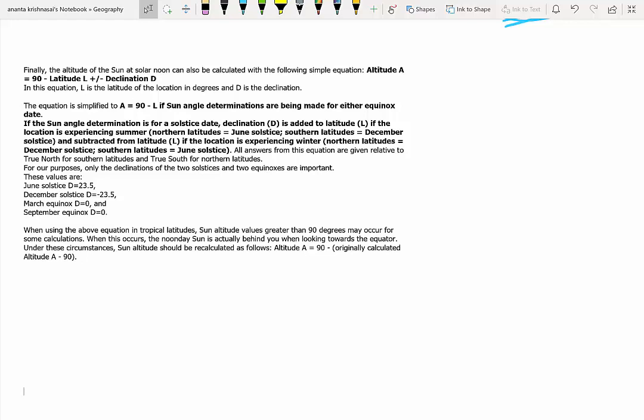And for our purposes, if you look at the declination of the two solstices and two equinoxes, they are important for the exam, and the values that you have to remember for these four very important dates are: on the day of June solstice, you know that declination is 23.5. On the day of December solstice, the declination is minus 23.5. And March equinox and September equinox will have a declination of 0 if I am taking into consideration the northern hemisphere, and the values would reverse if it is for the southern hemisphere.